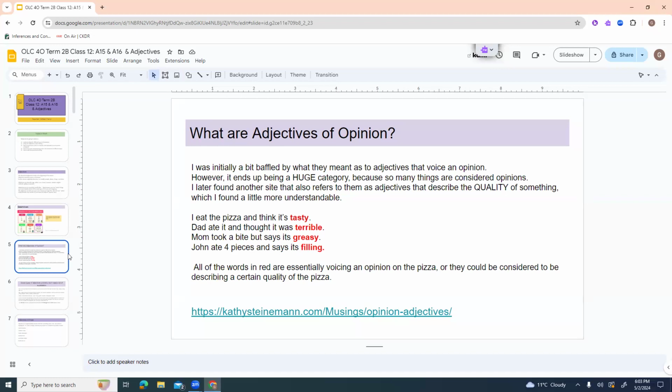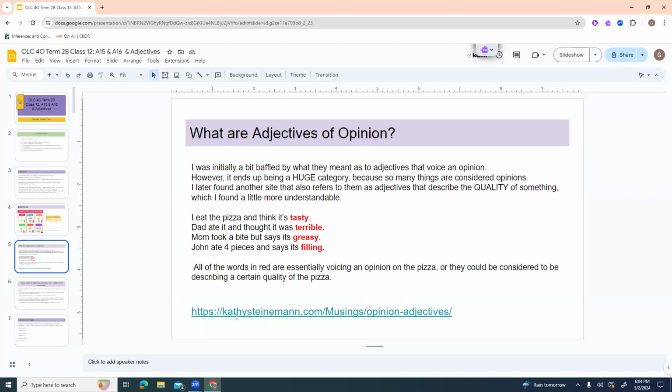So, for example, I eat the pizza and think it's tasty. Tasty is obviously an opinion. Dad ate it and thought it was terrible. Again, that's another opinion. Mom took a bite and says it's greasy. Now, I would say greasy is just an attribute, not necessarily an opinion, but it might be an opinion. John ate 4 pieces and says it's filling. And again, I would describe that as another attribute, but it could be an opinion, right? If The Rock ate that, he might not find 4 pieces very filling, right? Because he's a different type of appetite. So all of those words in red are essentially voicing an opinion or describing a certain quality of the pizza.